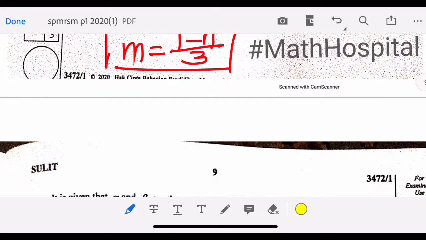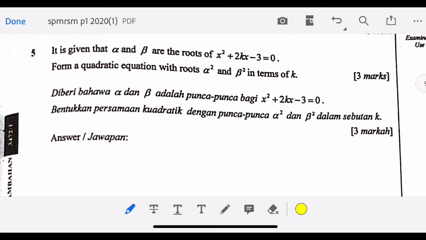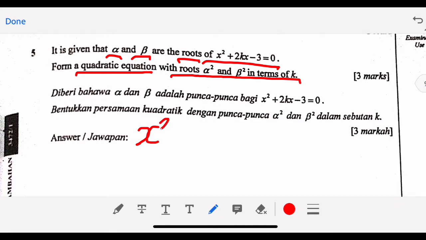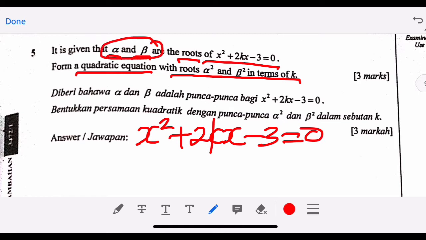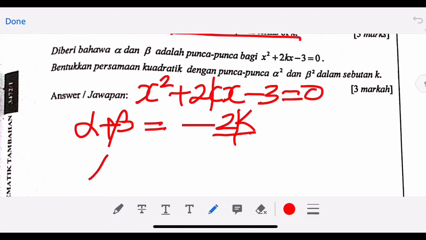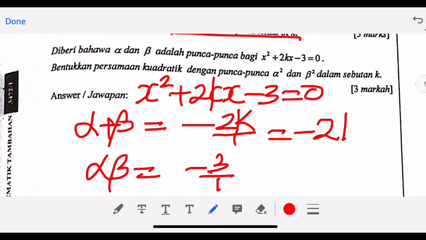Okay, so we will continue to question number 5. For question number 5, it is given that alpha and beta are the roots of the quadratic equation. Find a new equation with the new roots alpha square and beta square in terms of k. So from the equation given, we have to read out what are the roots. So alpha plus beta is negative 2k over 1, right? And then alpha beta is negative 3 over 1. So we simplify is negative 2k and negative 3, right?